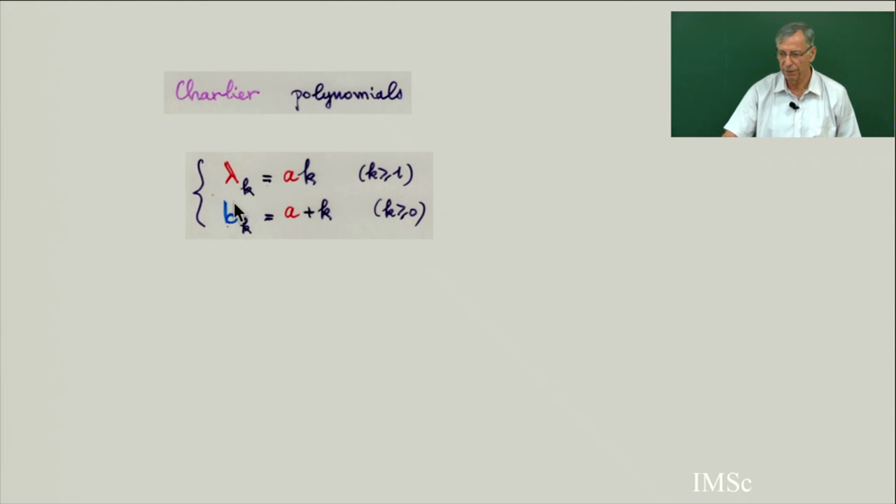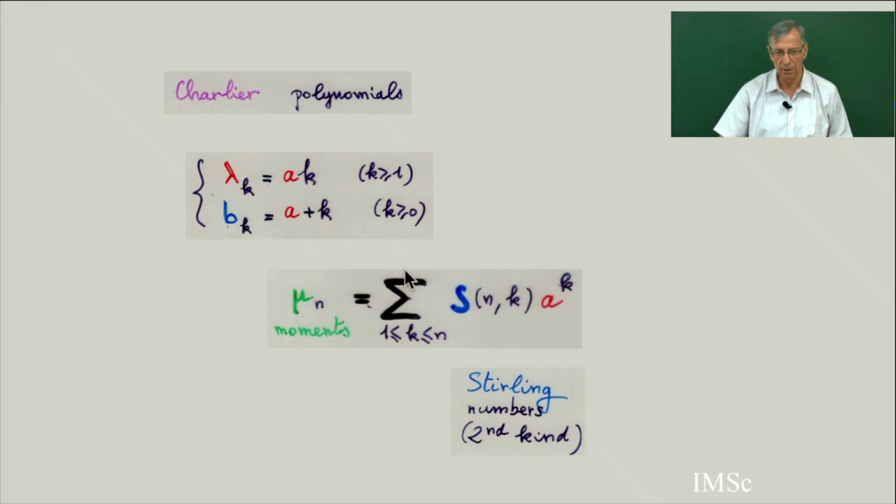So Charlier polynomials are defined by this: lambda k equal a k, and b k equal a plus k. A is just a formal parameter, and it's well known that the moments of the Charlier polynomials are given by this polynomial. It's counting partitions of a set of n elements into k blocks. The formal variable a is counting the number of blocks. So if you put a equal 1, the moment will be the number of partitions, but there is more. The Charlier polynomial has a parameter a, which is counting partitions by number of blocks.